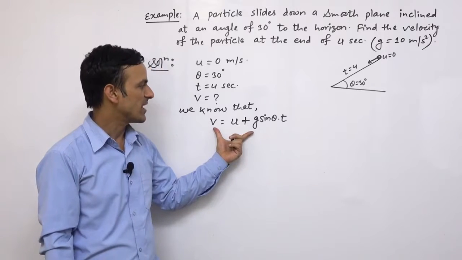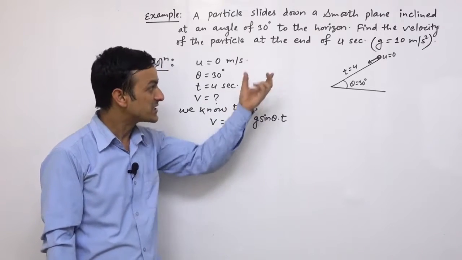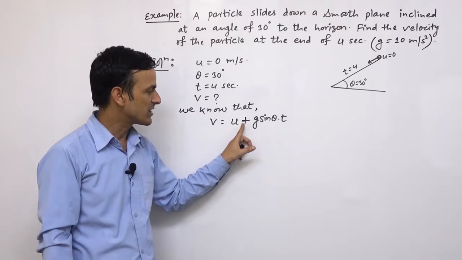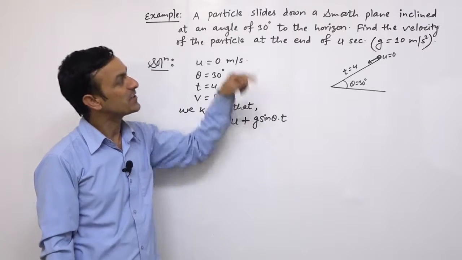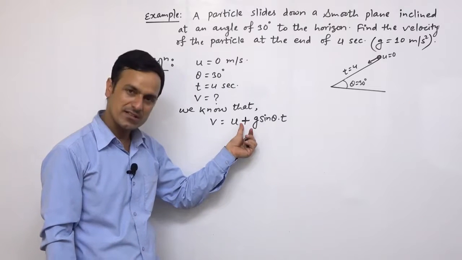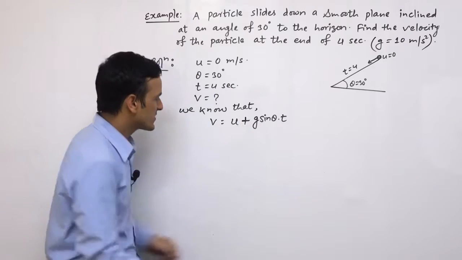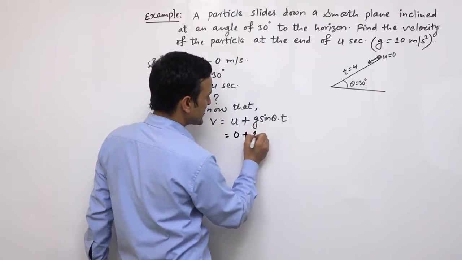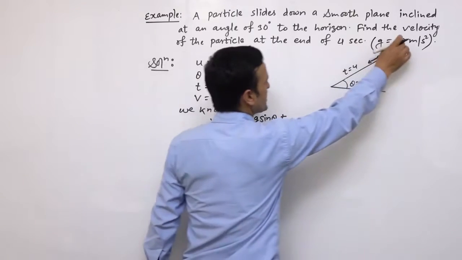So this is the formula for the body sliding downwards. When sliding down, g is positive. Acceleration due to gravity is always positive. When going upward, acceleration due to gravity is always negative. That's why write down the value of u, and the value of g is 10. So it is in the question.